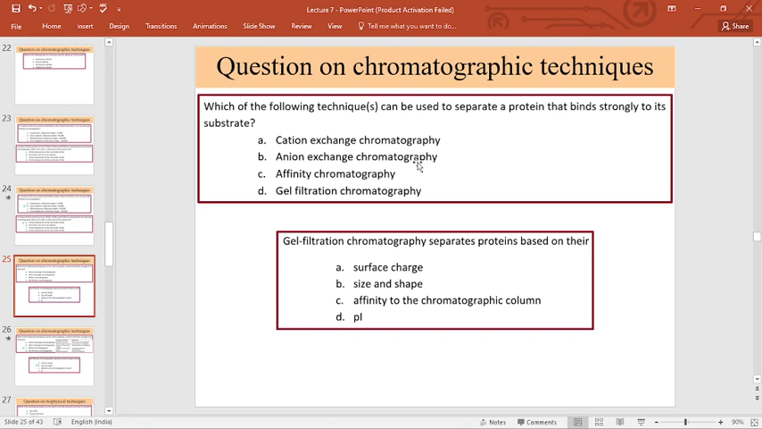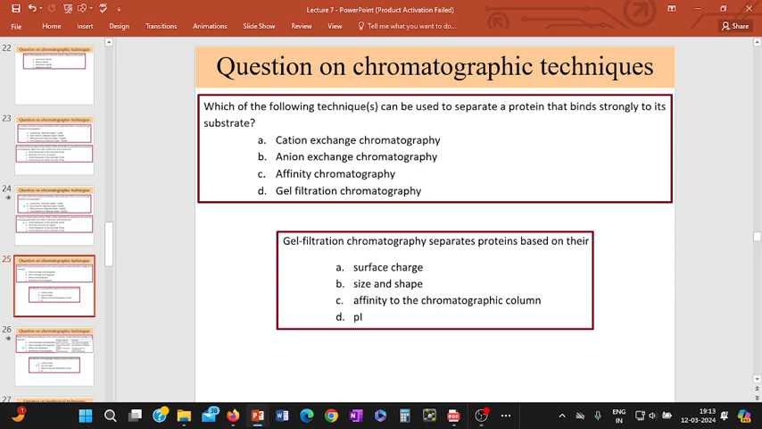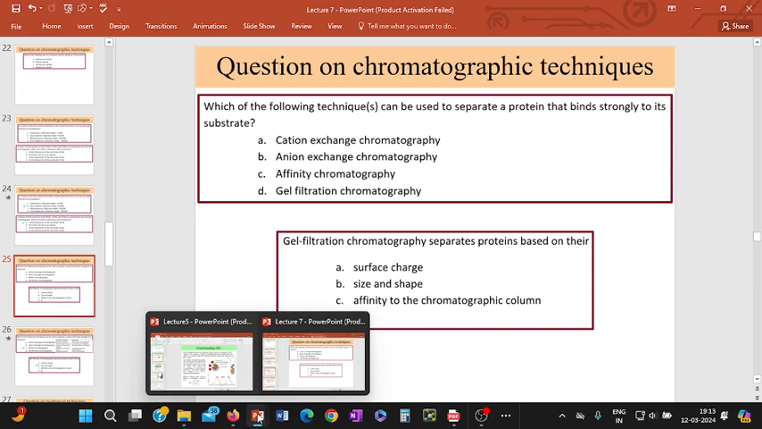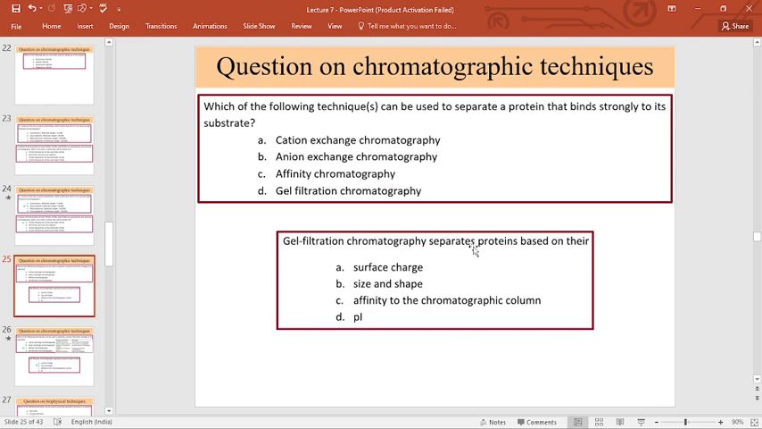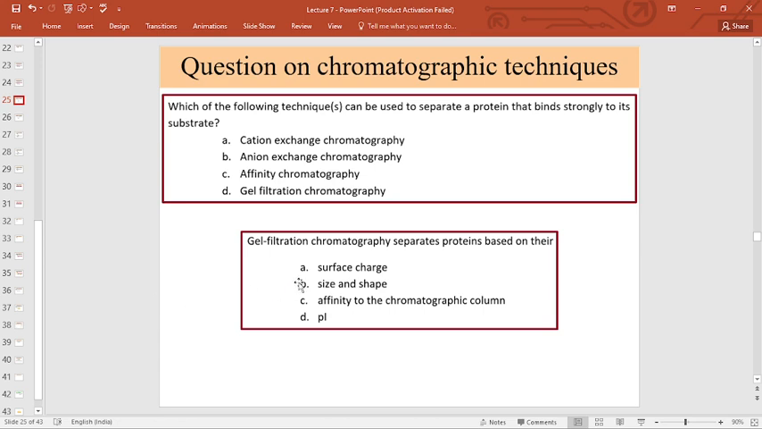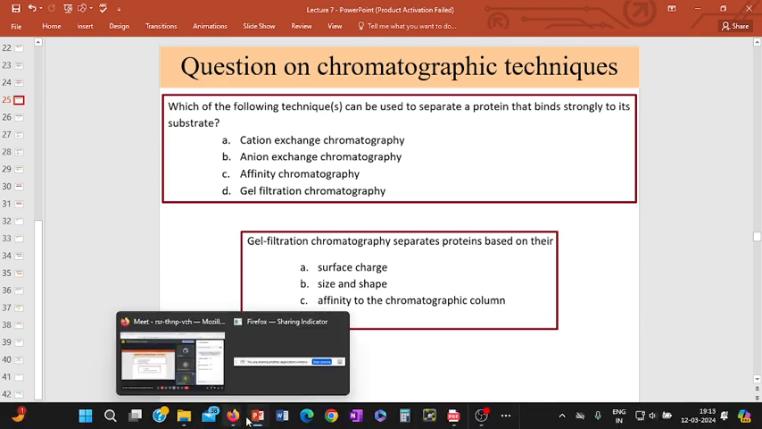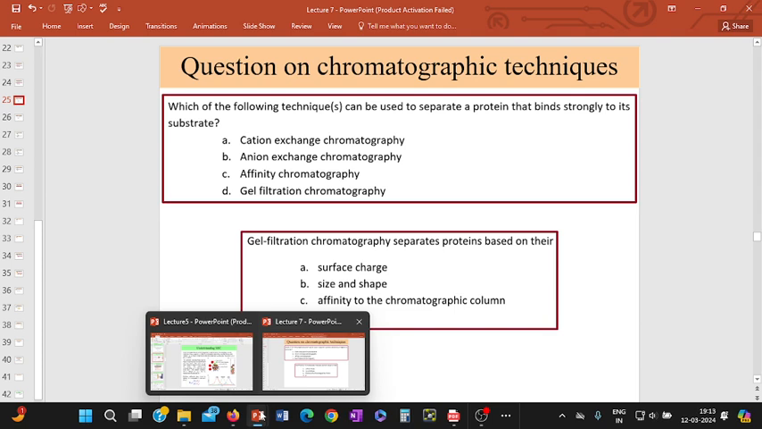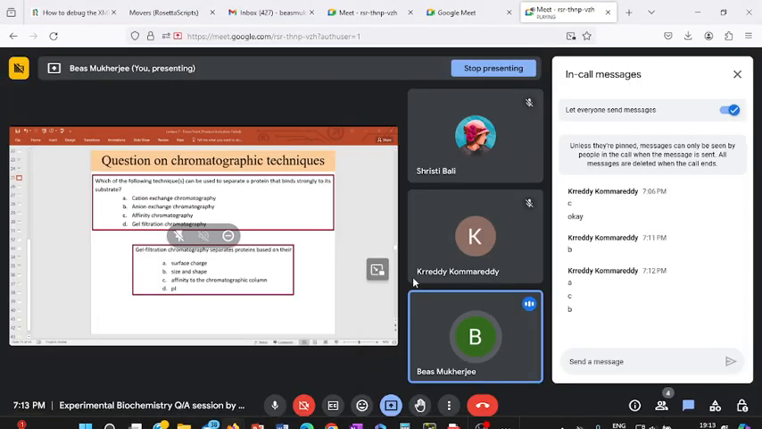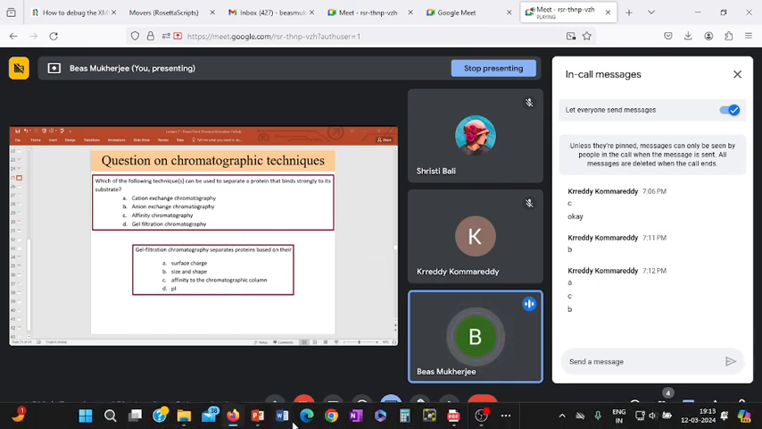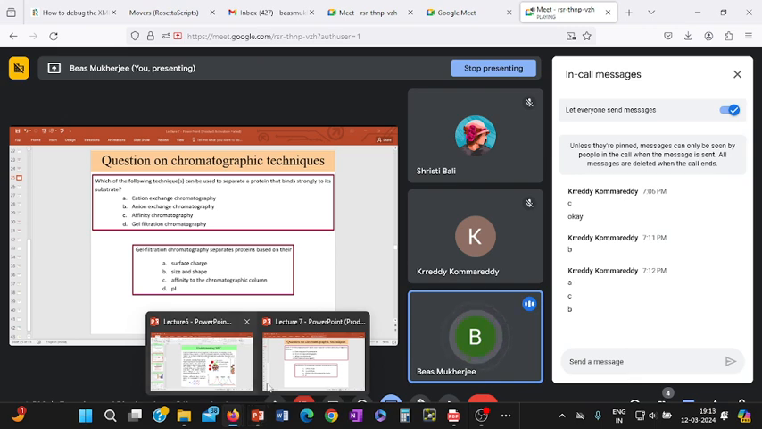Now, a question on the chromatographic techniques. Which of the following techniques can be used to separate a protein that binds strongly to its substrate? This is exploiting a biological interaction. And in the next question, gel filtration chromatography separates proteins based on what? Their surface charge, their size and shape, affinity to the column, or pI. So the questions are very simple in this case. Yes, you are saying that this should be C and the next one should be B. Yes, you are very correct.